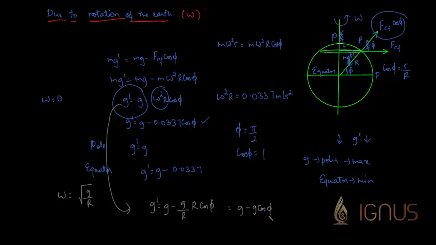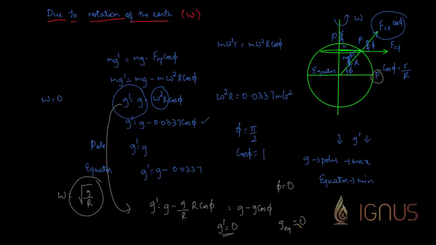So suppose the person is at the equator. I know that my phi is equal to 0. That means cos phi will be equal to 1. That means my g dash is equal to 0. Suppose the angular velocity of the earth is this, that is root of g by r. That means the person at the equator will feel no acceleration due to gravity, or g dash at the equator, or I can write it as g equator, is equal to 0.